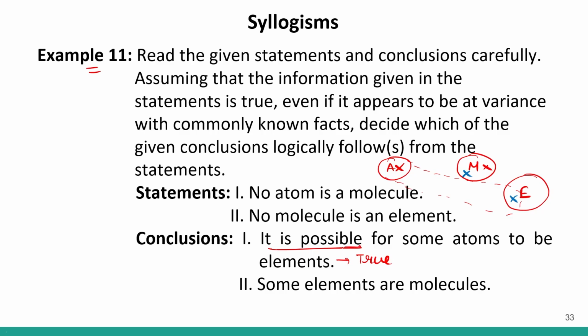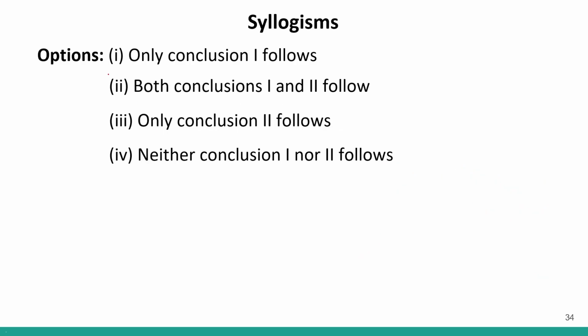The word possible is being used. So this is true. Second one says some elements are molecules. So this is definitely false because they cannot overlap. So the answer will be that conclusion number 1 is true. If I look at the options, option number 1 says that only conclusion 1 follows. This will be the correct answer. Okay. Only conclusion 1 follows.